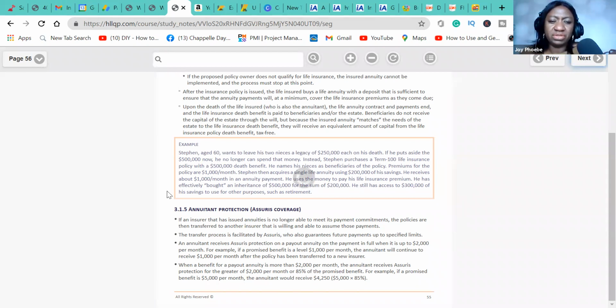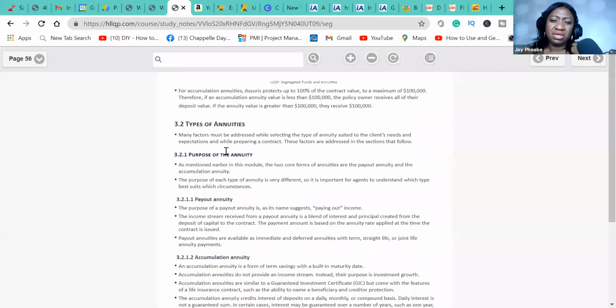We're moving on to types of annuities. There are many factors that address why you select an annuity. There is the purpose of the annuity, the reason for it. Somebody whose need is a term annuity has no need to invest in a life annuity. So your purpose and your need for the annuity will determine what annuity option you go for.